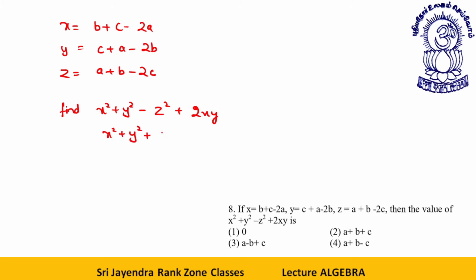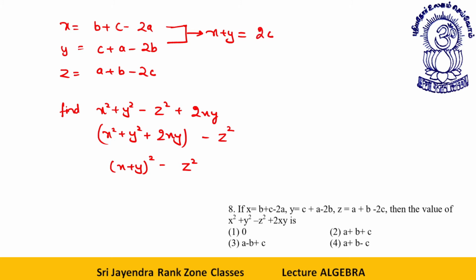x square plus y square plus 2xy minus z square. This is the thing. This is what, x plus y whole square minus z square. Now what will be x plus y, dear students? From here x plus y will be c plus c, which is 2c, this is minus 2a and plus a, so this is minus a. This is b and this is minus 2b, so this is minus b. x plus y is equal to, if I take a minus common, what do I get? I get a plus b minus c.